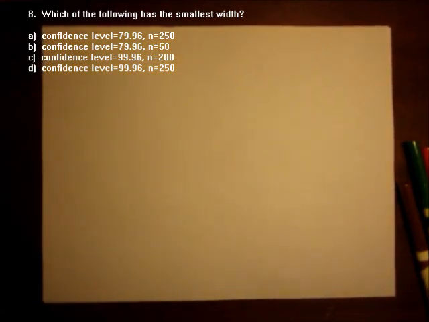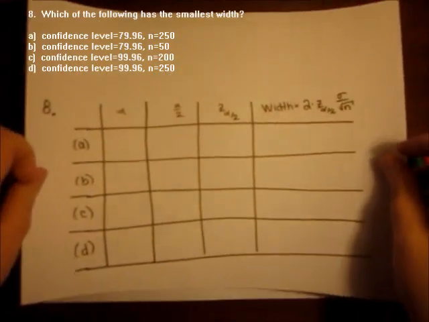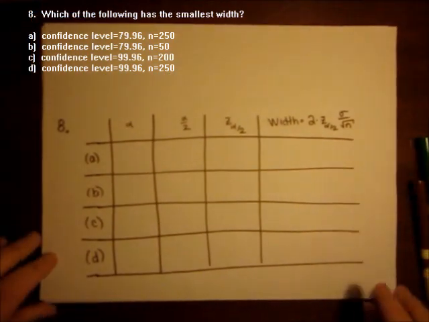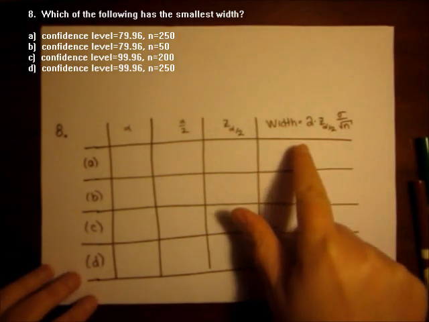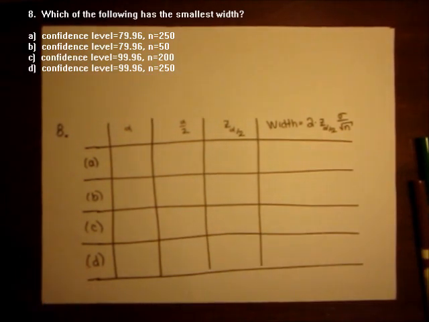So question 5 asks us to compare widths. We could try to do this conceptually, which we can, but I know many times if you're just starting, it's a little nicer to actually compute them. So for each of the 4 options, I'm going to compute the width. Remember, width is 2 times the margin of error.